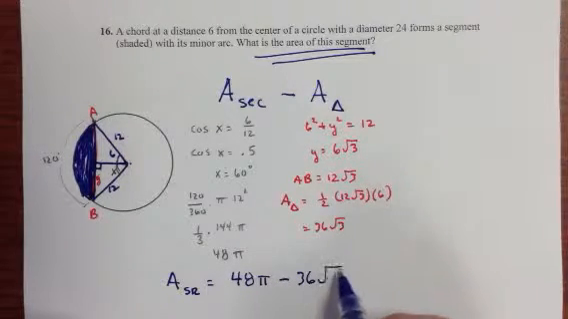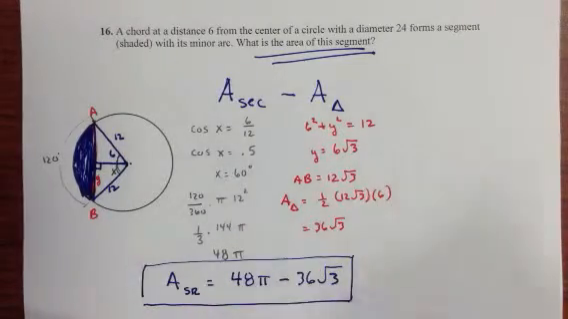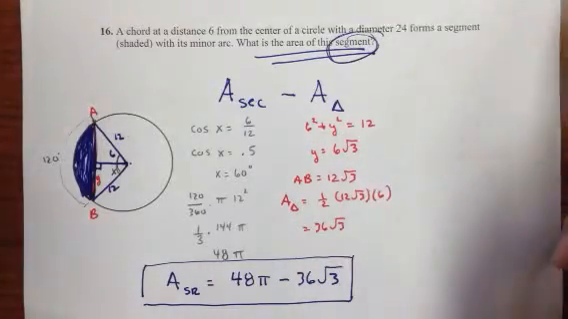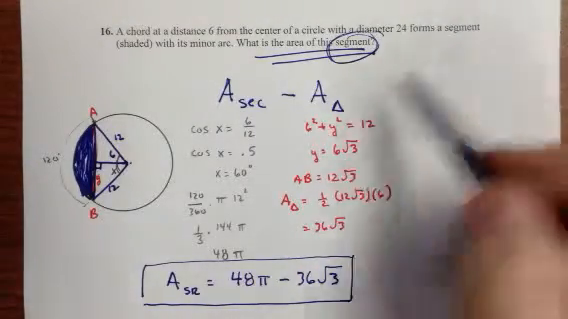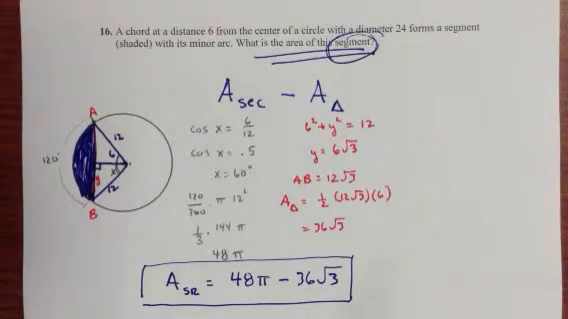So my final answer, the area of the shaded region, is the area of the sector minus the area of the triangle. That's the exact value. I will not use this terminology on the test. I'll probably just draw the picture and throw a shaded region in there for you.